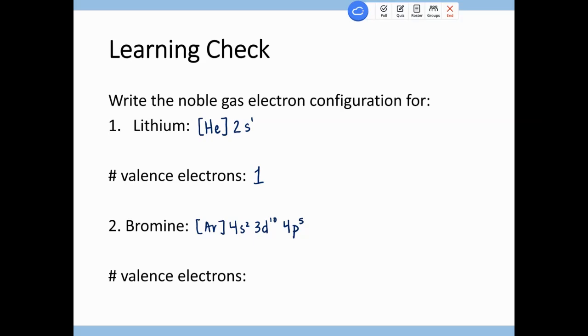The d shell is filled, so we don't worry about the 3d. We're looking at orbitals that have the highest principal quantum number, so that's the s and the p orbitals. We have 5 in the 4p, 2 in the 4s, so it's a total of 7 valence electrons for bromine. Bromine and the other halogens, in the same column, all have 7 valence electrons.